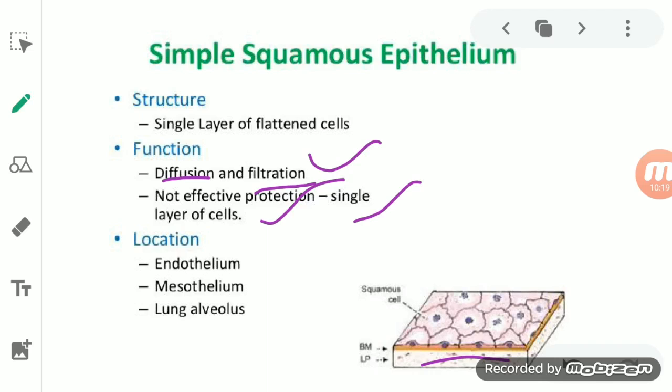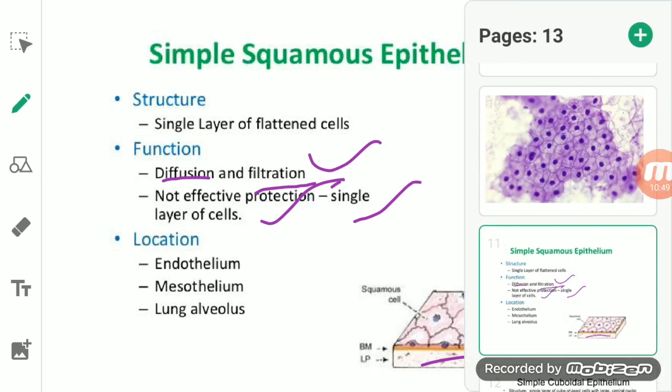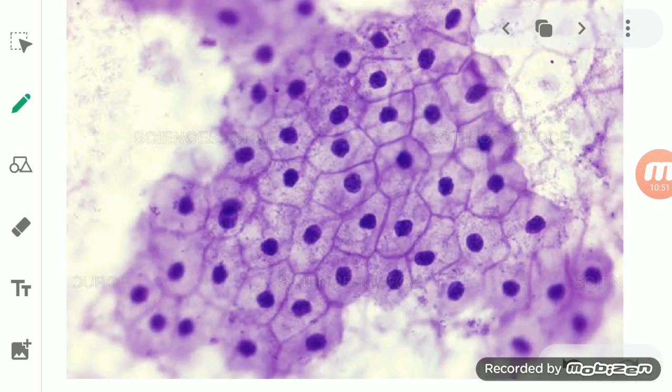Since it is the outer covering, it helps in protecting the underlying parts of the body from injury, from entry of germs, even from chemicals. It helps in the filtration process, since it is a selectively permeable membrane. A selectively permeable surface is formed from the squamous epithelium, by which the filtration process can occur. So this is the structure, function and location of this squamous epithelium.